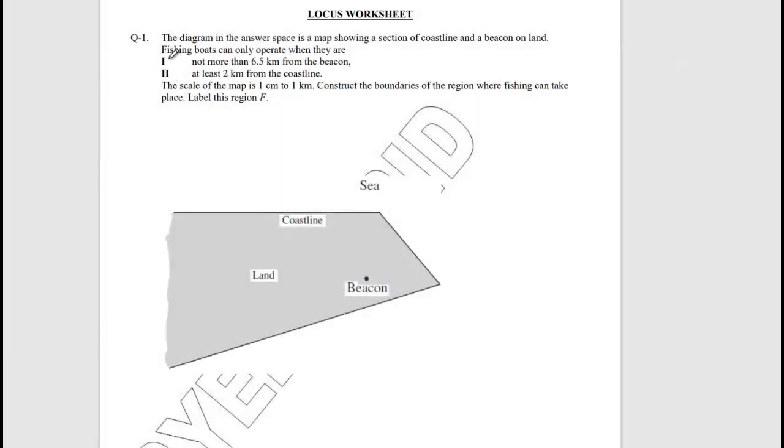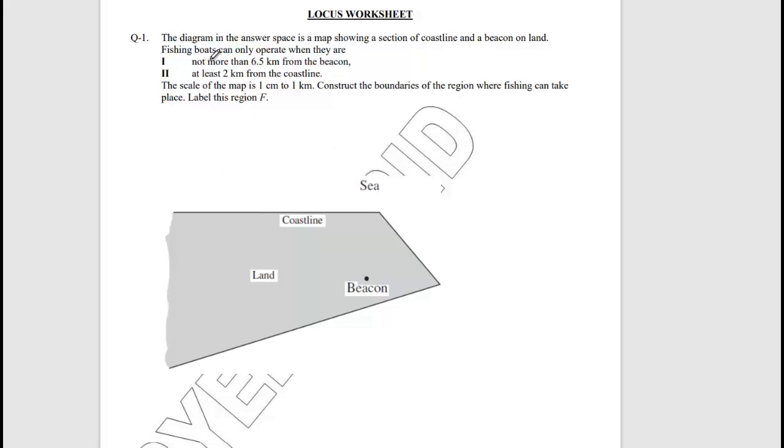This is the question from the past paper. The diagram in the answer space is a map showing a section of the coastline and a beacon on land. This is the beacon here, and this border line is the coastline, and this gray area is the land area, and this white area is sea.